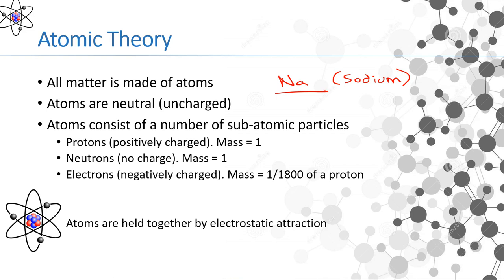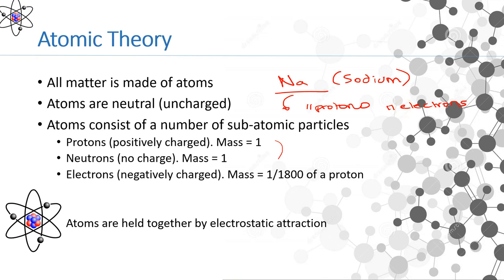This is because they have an equal number of protons and electrons, protons being positively charged, neutrons being no charge at all but the same mass as a proton, and electrons being negatively charged. So sodium is element number 11, so it has 11 protons. And because it's a neutral atom, it will also have 11 electrons.